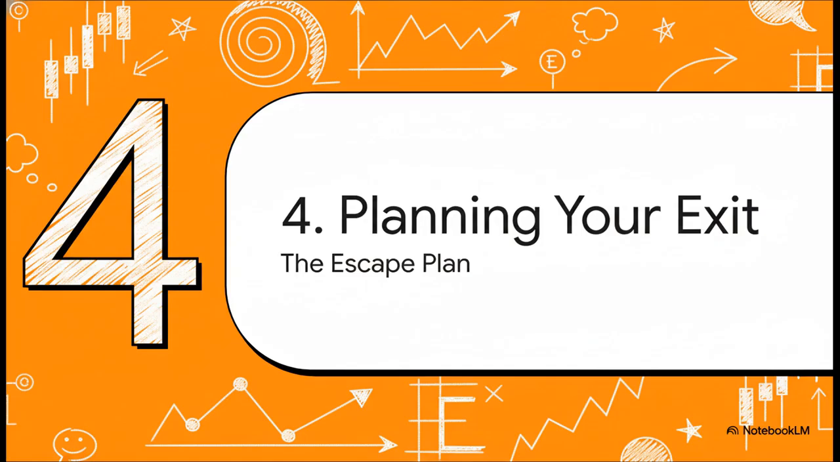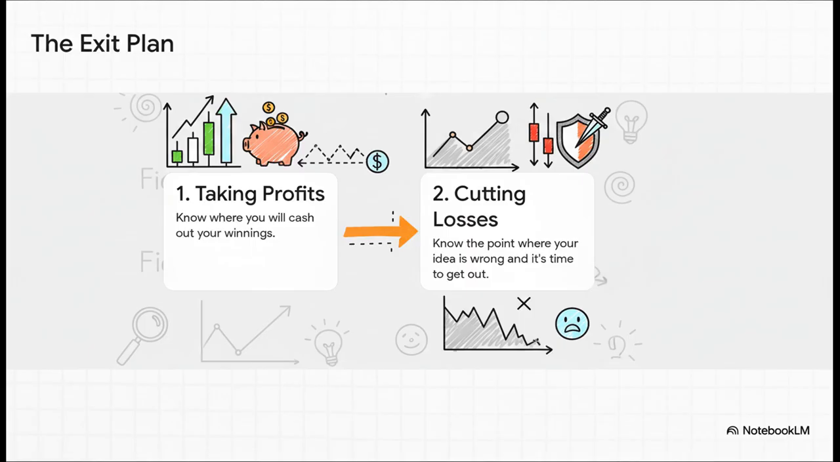Fantastic. But the journey isn't over, not by a long shot. In fact, you could say the most important part is just beginning. Having a great entry means absolutely nothing if you don't have a crystal clear plan for when you're going to get out, both if you're right and even more importantly, if you're wrong. Your exit plan always has two parts. It's simple. First, where are you going to take your profits? You have to define what success looks like before you enter. And second, where are you going to cut your losses? That's your stop loss, the exact point where you admit the trade isn't working out and you get out to protect your money.